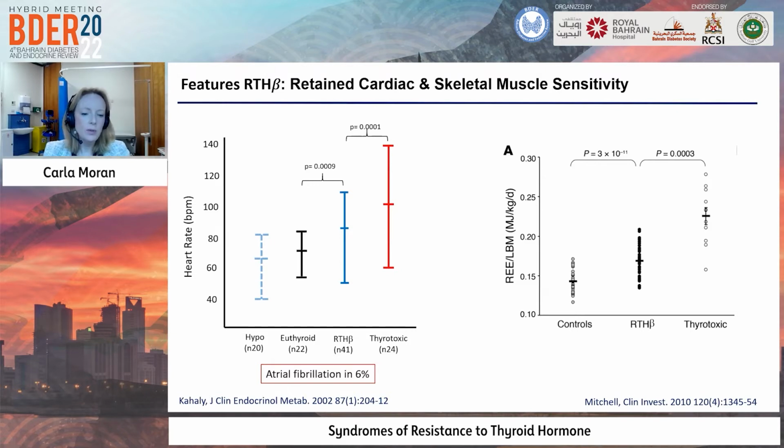And the rate of atrial fibrillation was 6% in this study. It's worth noting that the average age in this study was 42 years. So that rate of atrial fibrillation is 20-fold higher than one would expect for that age range.